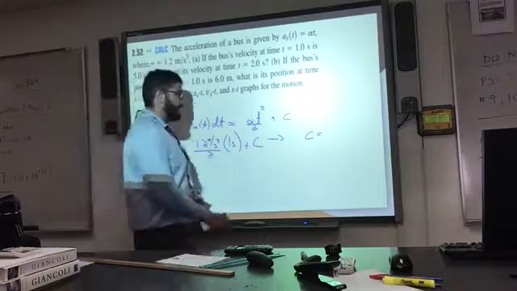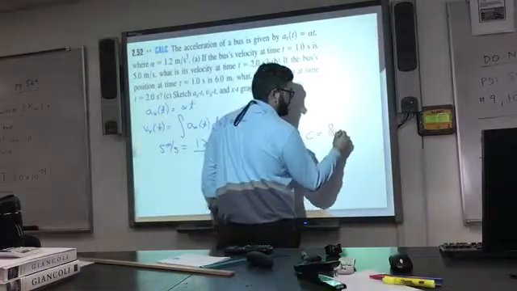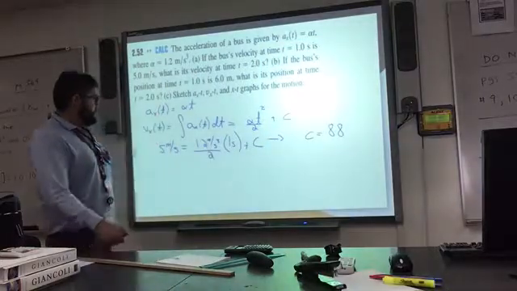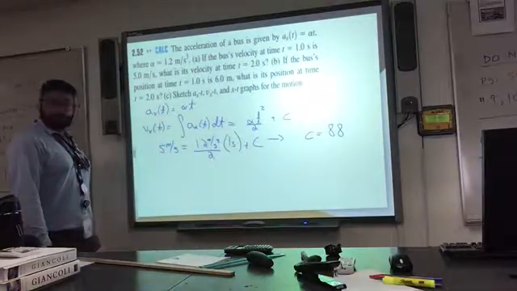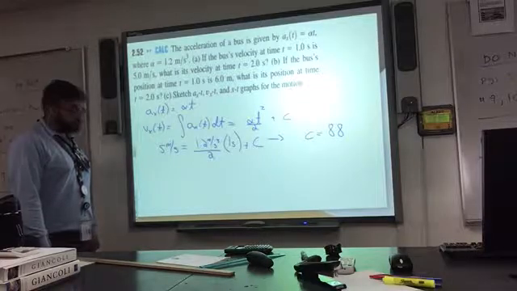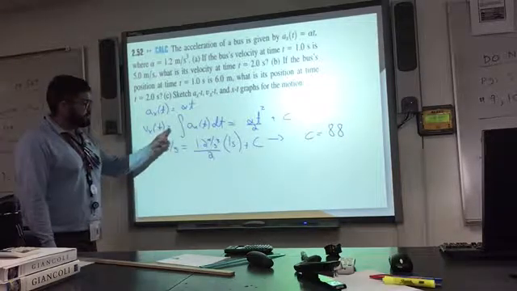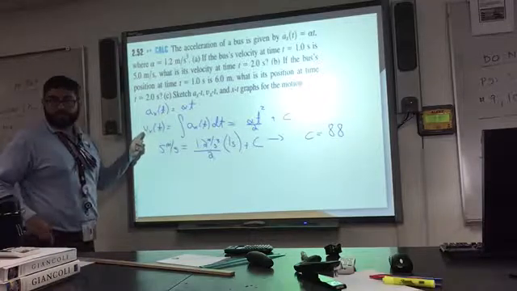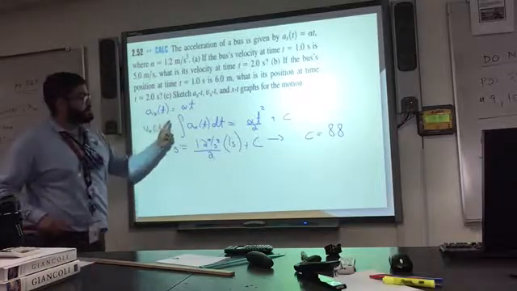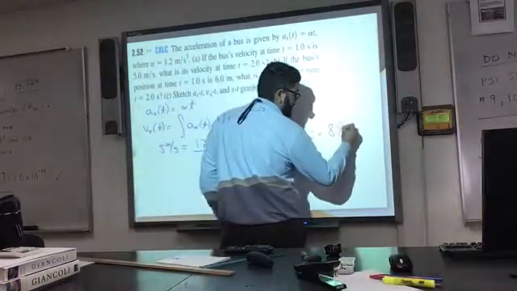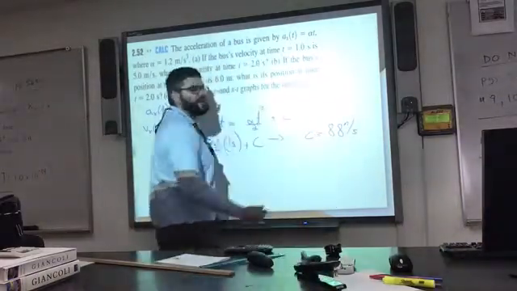Yeah. And then 8.8 what? I do need my units. Should it be in meters per second? It should probably be in meters per second, because everything on the left-hand side is in meters per second. It's a velocity. Everything on the right-hand side, therefore, has to be the same thing. What does this C represent?